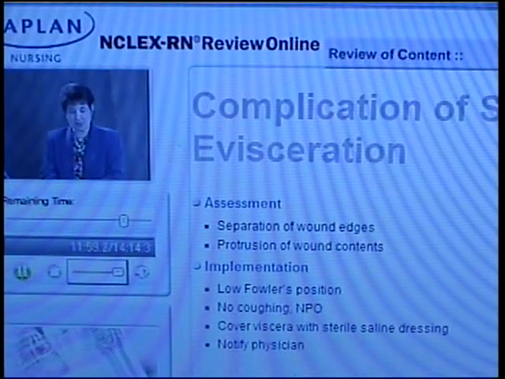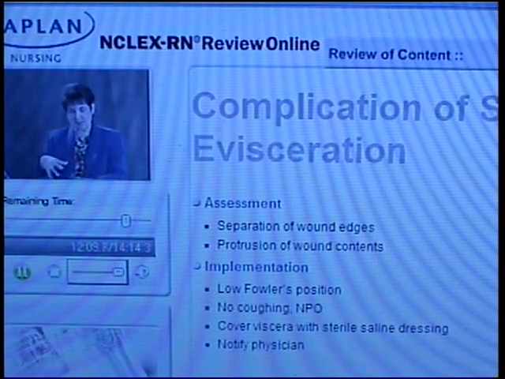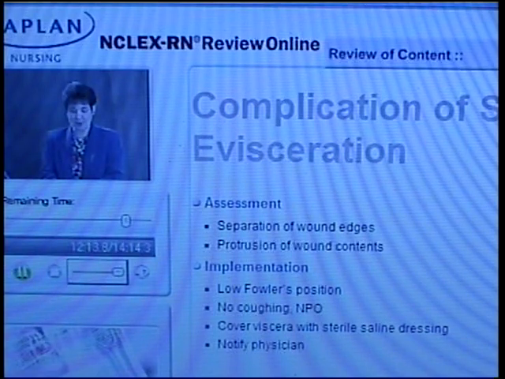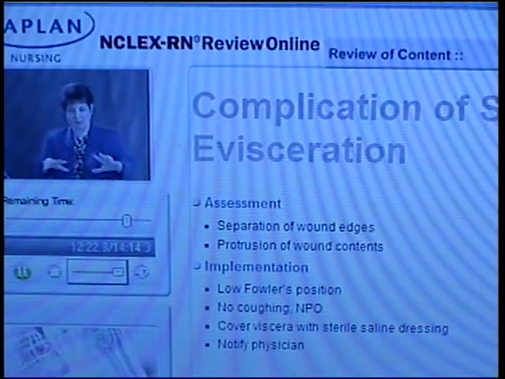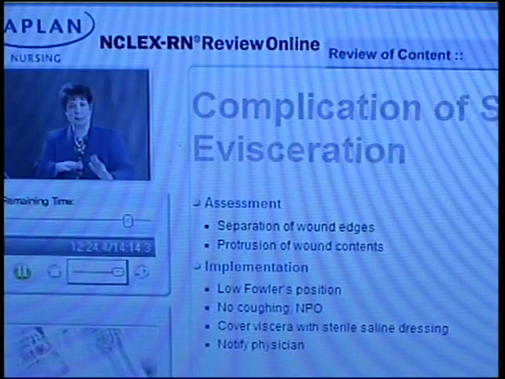This is a medical emergency, and what you need to do, again, you need to put the patient in low Fowler's position, no coughing, they will instantly become NPO, and the viscera that is now protruding from the incision, you will cover it with the sterile saline dressing and notify the physician. And what will happen is the patient will be taken back to surgery, the incision will be opened and then redone, everything packed back into place, and then the incision closed again.